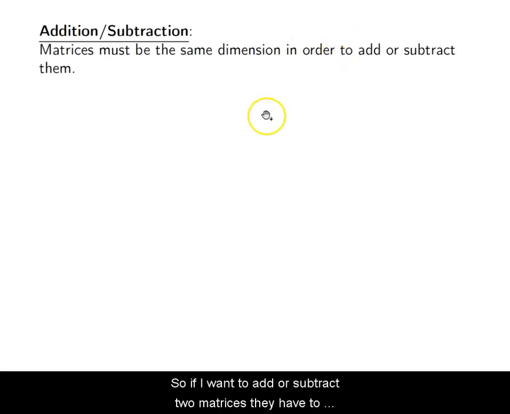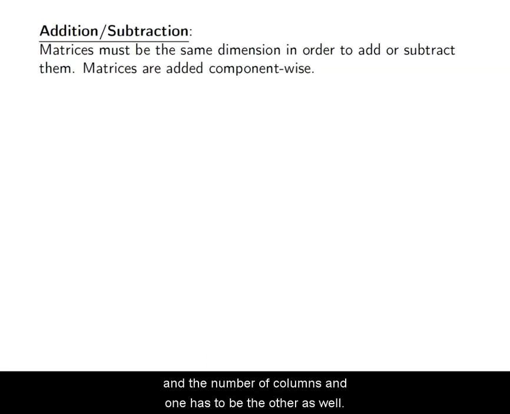subtraction, right? So if I want to add or subtract two matrices, they have to have the same dimensions. So remember, we talk about the size of a matrix in regards to its number of rows and its number of columns. Remember, rows first, columns second. So if I want to add two matrices or subtract two matrices, their number of rows and columns must both match up, right? So the number of rows of one has to be the same as the other, and the number of columns in one has to be the other as well.